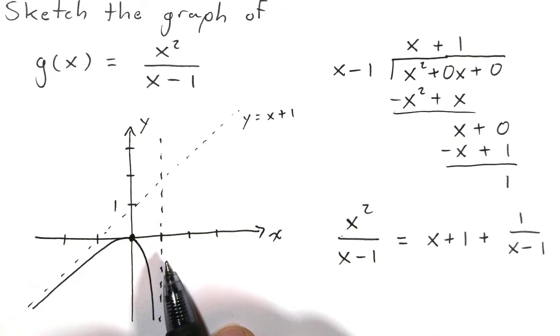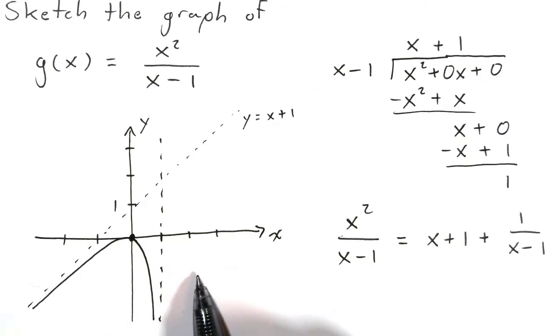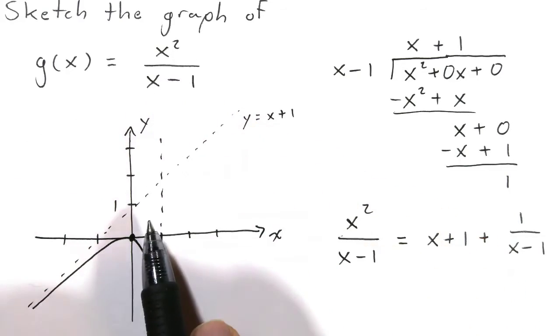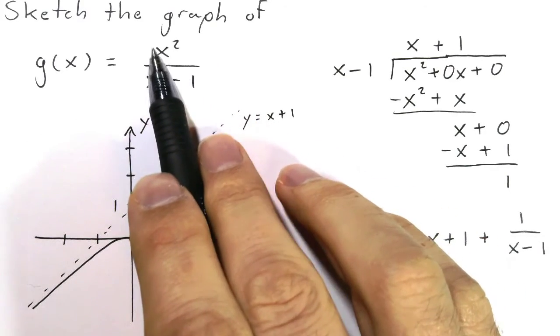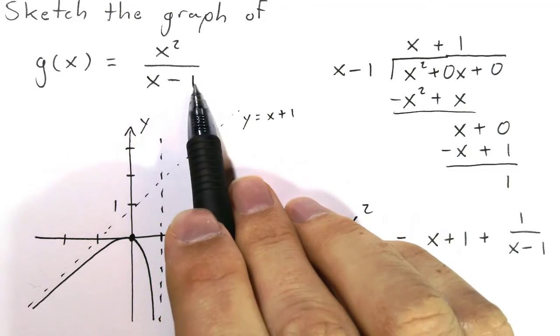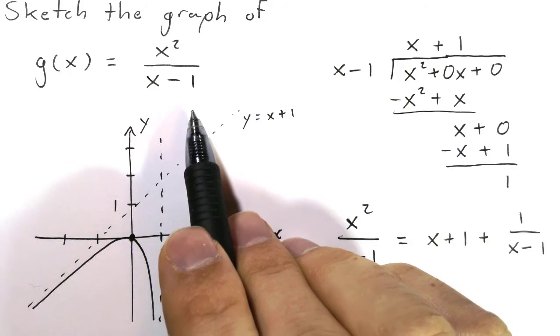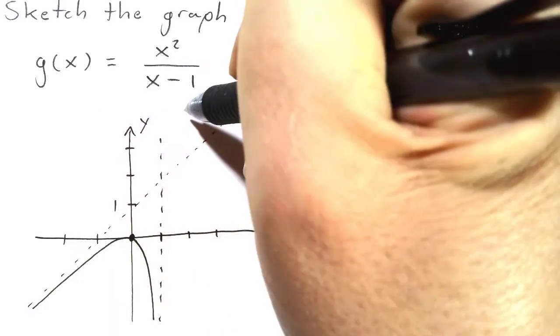Now what does the graph do to the right of our vertical asymptote, x equals 1? There's a couple ways to reason this out. One thing you could do is plug in a number over here and see where you get. So if you plugged in 2 for x, you'll see that 2 squared is 4, 2 minus 1 is 1, 4 divided by 1 is 4. So we know the height is 4, so we know it's got to be up here, right?